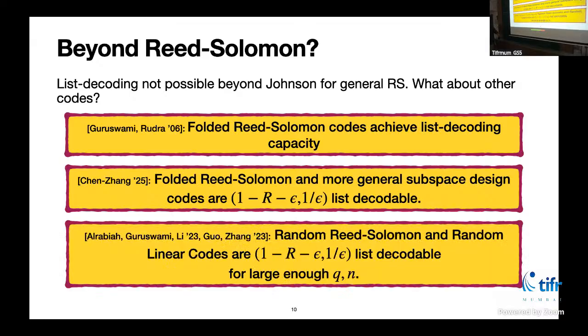And in other work, Rudra, Guruswami, and Lee, and Goyal and Zhang showed that random Reed-Solomon and random linear codes also have this property, that they are list decodable up to capacity with optimal list sizes. So the question is, can we actually use these codes instead of standard Reed-Solomon codes to get better proximity gap results? Wait, you don't need folded for this particular? No, so here the important thing is the evaluation points are random.